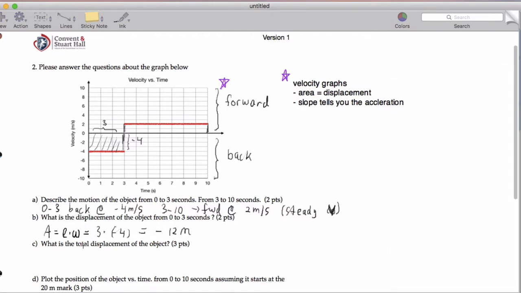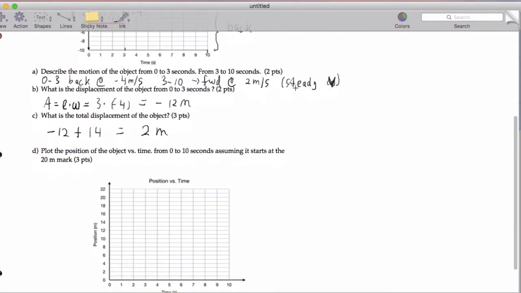All right. Now the total displacement of the object: I had this -12 from before, plus I'm going to get this area here. So this goes from 3 to 10. This width is 7 seconds. I'm taking the 10 here, and I'm minusing the 3 to get 7. And then we have this length of 2. So that's going to be plus 14, because I'm taking 7 times 2, and that's 14. And so that's giving me a displacement of 2 meters.